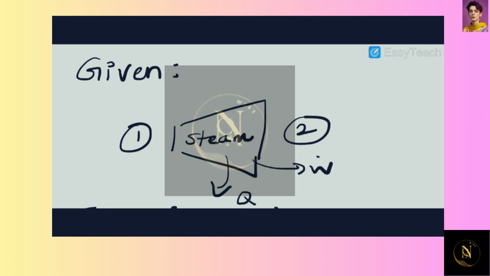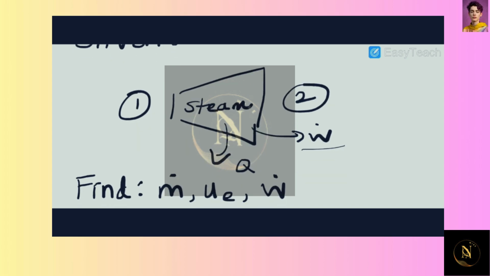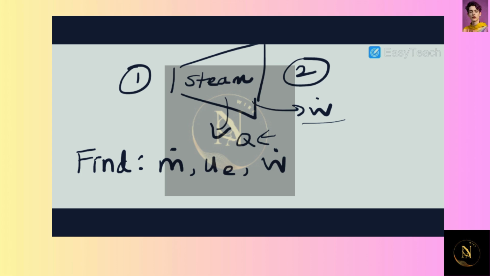Hi everyone, so what we have is steam expanding in a turbine steadily. We know that there is some work that is outputted, and we also know that there is some heat that is lost. So what we're asked to find is the mass flow rate of steam through this turbine, the exit velocity of the steam, and the power output given certain parameters.